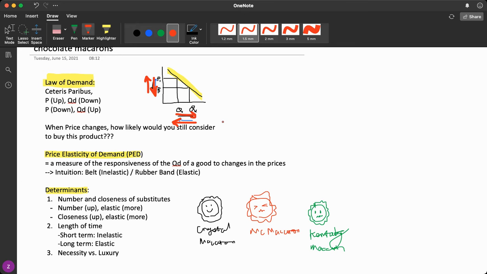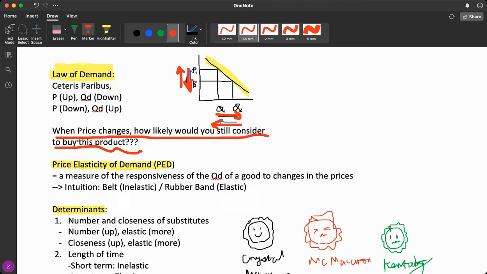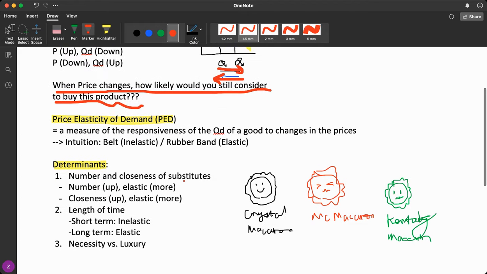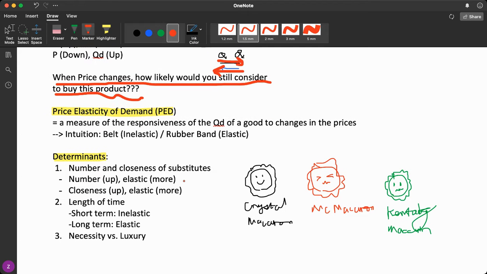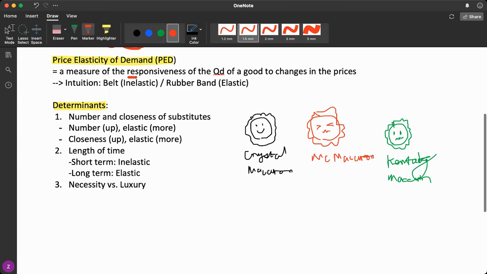But have you ever wondered, when the price of a good or service rises, how likely is it that you'll still consider buying this product? And how do we measure this responsiveness of consumer behavior when there's a change in price? For today, we're going to introduce a very useful and common tool in economics to measure the responsiveness of the quantity of a good demanded to a price change. It is called price elasticity of demand, abbreviated as PED.